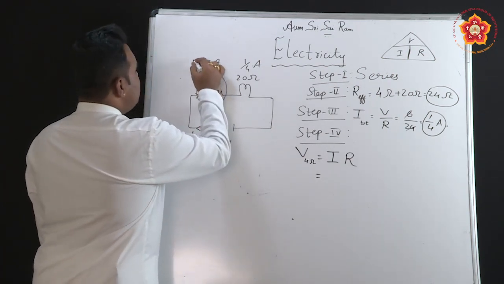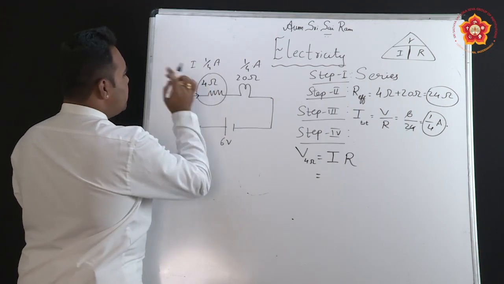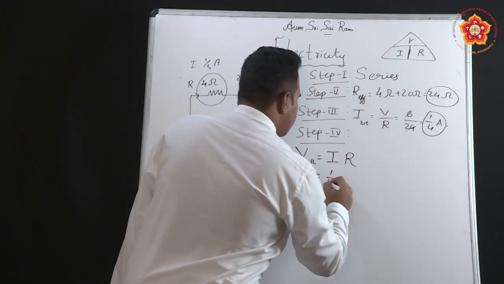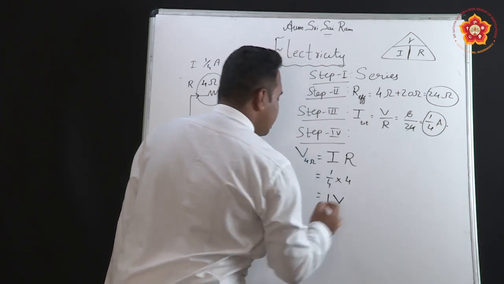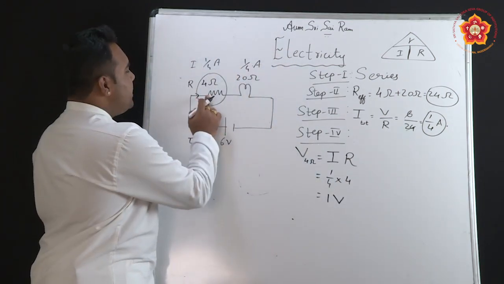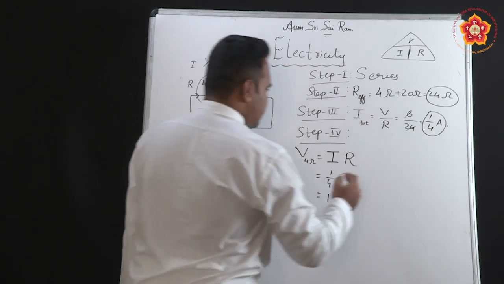passes through this and also 1/4 ampere passes through this. Now, I know the current, I know the resistance, so voltage will be I into R, that is 1/4 into 4, that is 1 volt. So, here there is a potential difference of 1 volt that is measured.